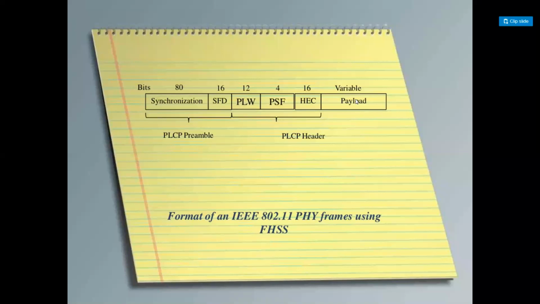That is the PLCP header. In the PLCP header, we have three fields. One is PLW, the second one is PSF, and the third one is HEC. Here, PLW means PSDU length word.